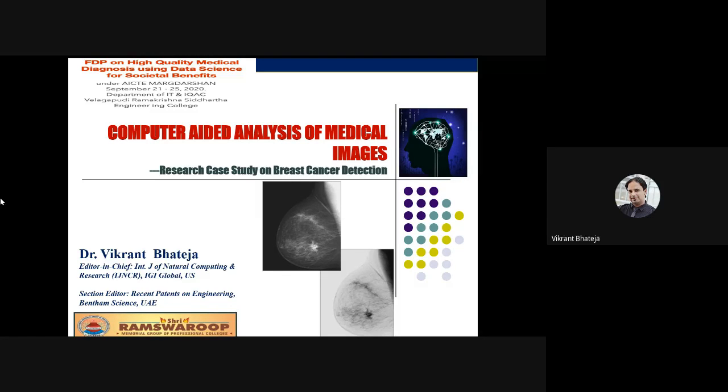But I'm sure with this kind of case study, one can generalize and correlate how a similar research paradigm could be made applicable to other types of computer-aided analysis, such as lung cancer detection, carcinoma detection using ultrasound images, or brain tumor detection, etc.